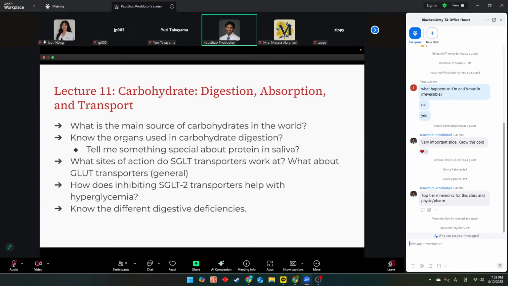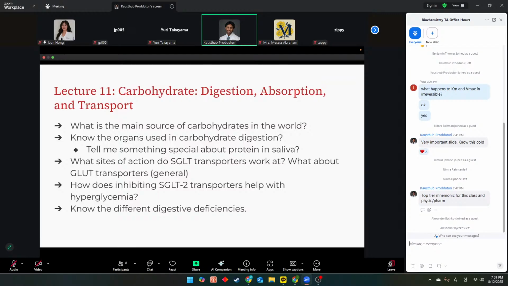Here's a second order question that I included, something special about carbohydrates and saliva. If you aren't caught up, I'll just go over it very briefly. Saliva has salivary amylase that begins digestion of food from polysaccharides into monosaccharides. The special thing about salivary amylase is that it can't digest disaccharides. Small details like that are also something you want to keep in mind when you look through these lecture notes.